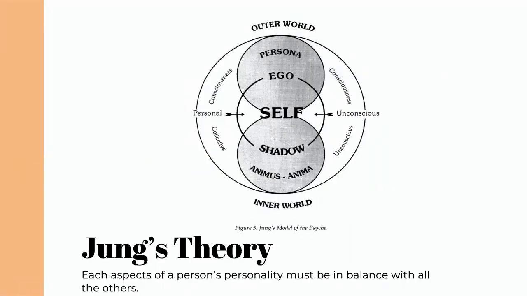So in Jung's theory, he believes that each aspect of a person's personality must be in balance with all others. So for example, with the personality trait of extroverted versus introverted, both of these exist within one person and they have to balance each other out throughout day-to-day life. You're balancing your inner thoughts and inner feelings with those things that you're getting from the outside world and your connection with other people. And both of them are essential to having a healthy psyche.